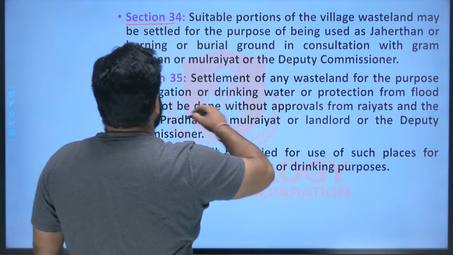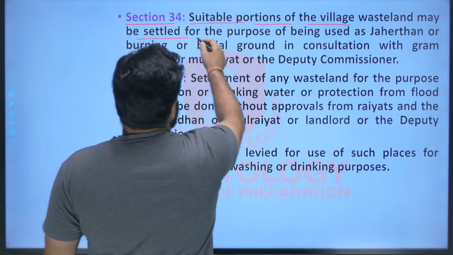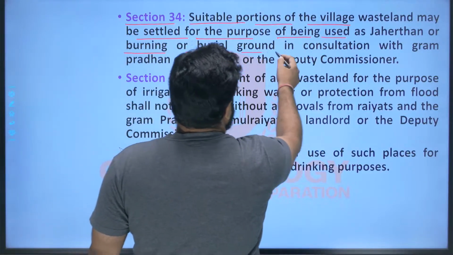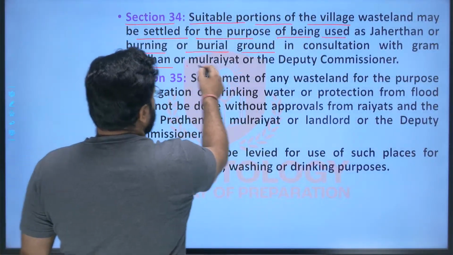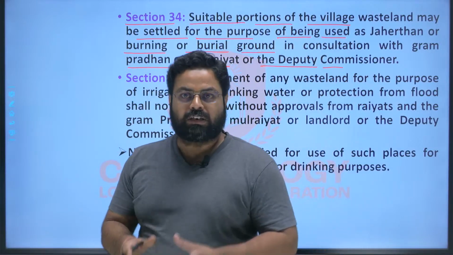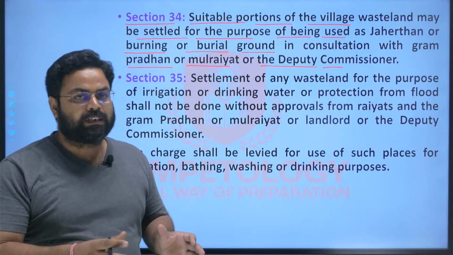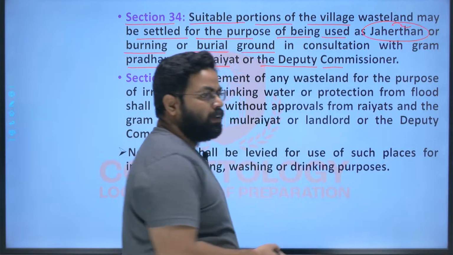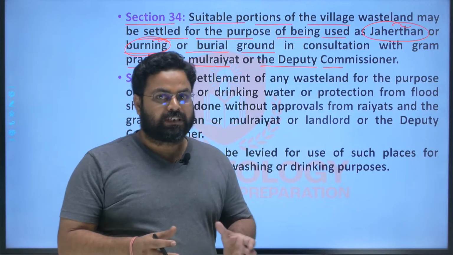Next is section 34. Here it says that a suitable portion of the village wasteland may be settled for the purpose of being used as the Jahir Than, burning and burial ground in consultation with the Gram Pradhan, right? So the Gram Pradhan, Mool Raiyat or the DC will allocate some part of the vacant land or the wasteland if it is necessary that that land should be allocated for the purpose of Jahir Than, that is the place of worship, religious place. Next, for burning, that is the Samsan Ghat, the term we use, Samsan Ghat, burning or the cremation ground.